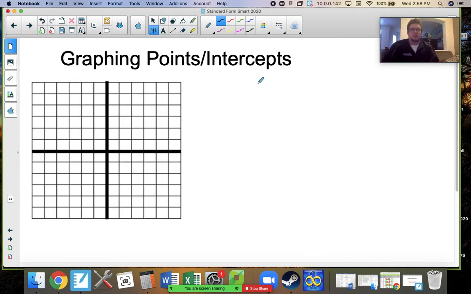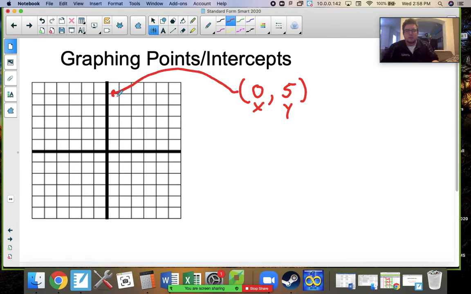So what I want to practice here is just plotting some of these points. So I'm going to use my colors instead of black ink here. So let's start with red. If I want to plot the point 0, 5, that's 0 on the x-axis, 5 on the y-axis. That goes right here. 0 on the x-axis, which is this one, 5 on the y-axis.